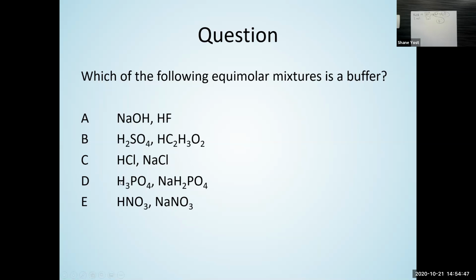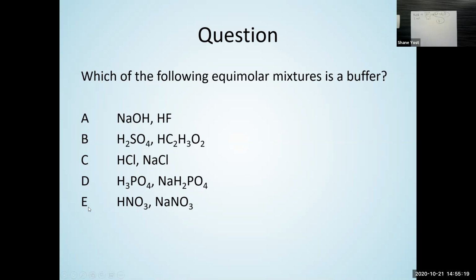In D here, I have H3PO4, which is an acid, and then I have sodium H2PO4, where H2PO4 is the conjugate base of H3PO4. So D here will form a buffer solution. This will form an equilibrium between H3PO4 and H2PO4, and so this will form a buffer solution. While E here, the reason why it does not form a buffer solution is the same reason C does not.